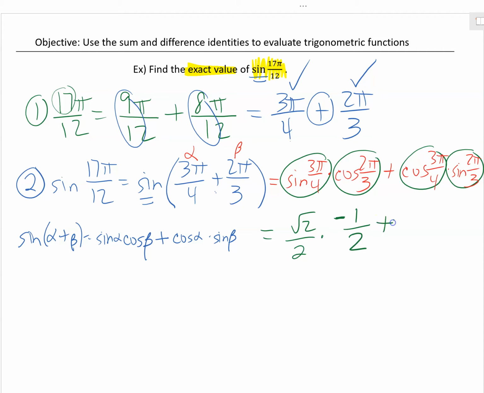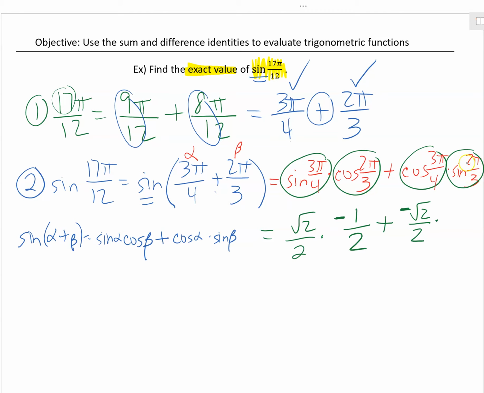Then we have our plus sign. Now we need cosine of 3 pi fourths. Now 3 pi fourths is, again, second quadrant. Cosine is x, so this is going to be negative. So that would be negative root 2 over 2 times sine of 2 pi thirds. Again, second quadrant.